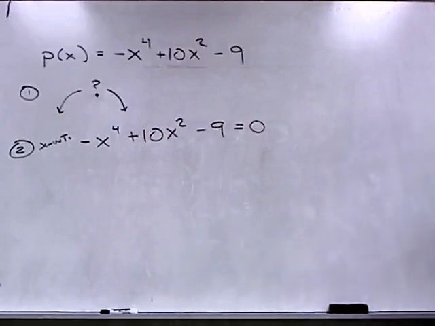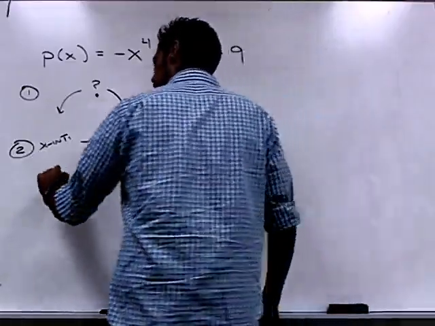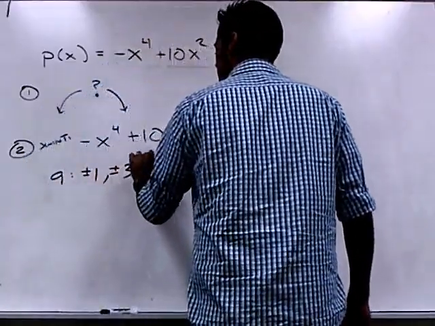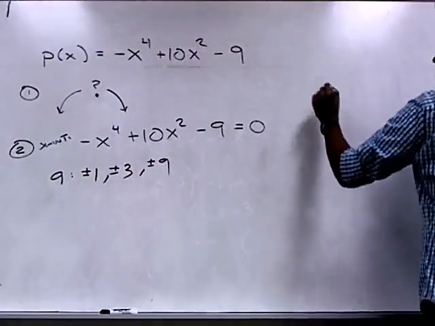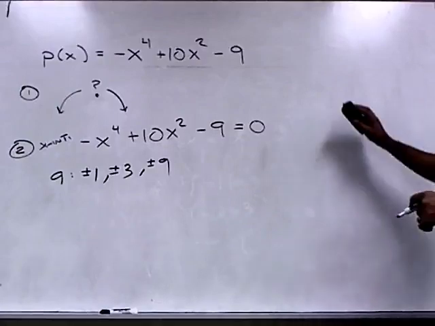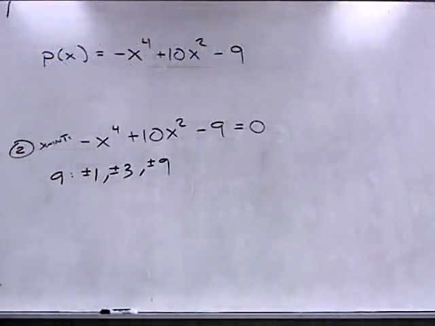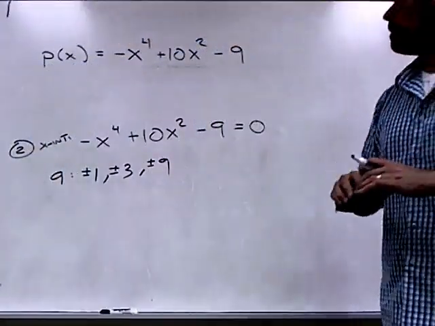So what's my list? 9. All the factors of 9. So 1, 3, and 9. And so I'm going to begin my synthetic. Now, we have to be a little careful here, because we have a couple of gaps in here, don't we? There is no cubed term up there. There is no x to the first power. So everywhere that they're missing, I have to accommodate for those with a 0, right?